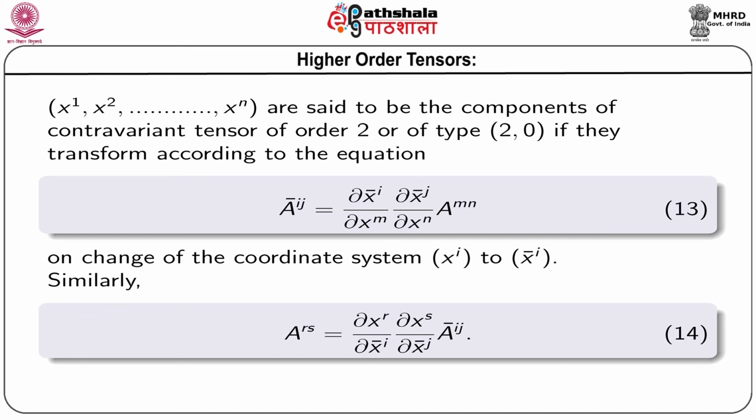Similarly, we can express A rs equals del x r by del x bar i, del x s by del x bar j, A bar ij. That means, this transforms from x bar i to x i.